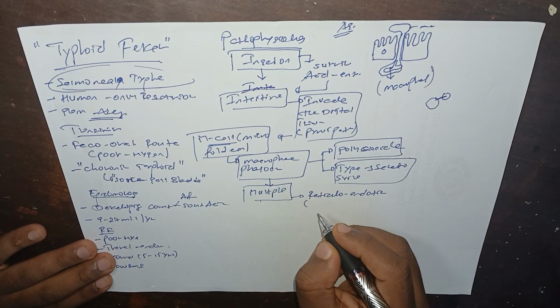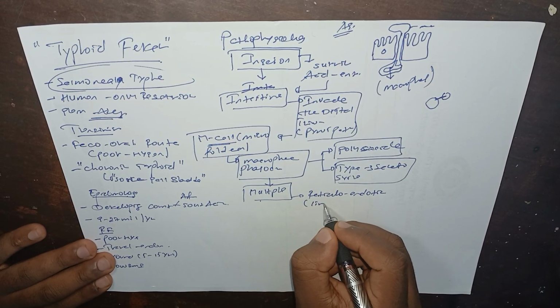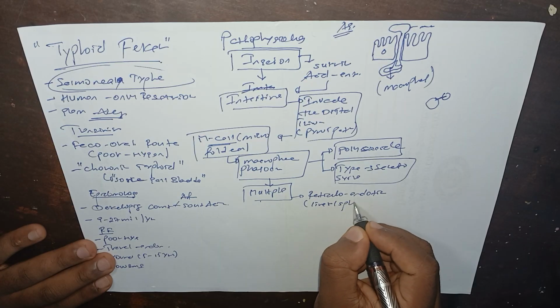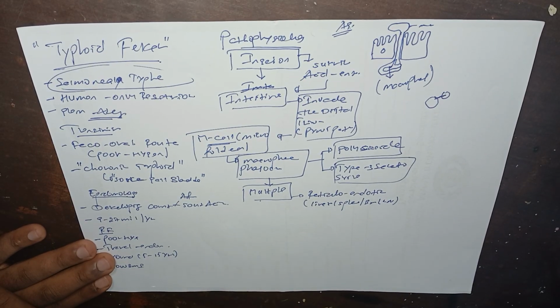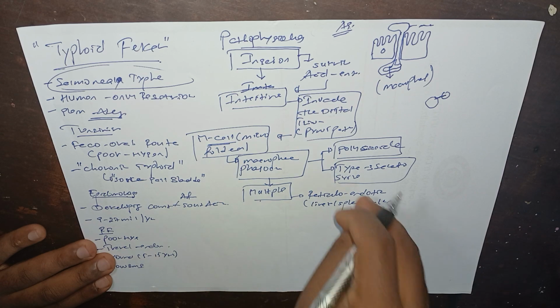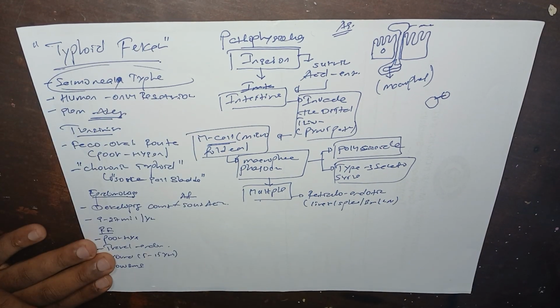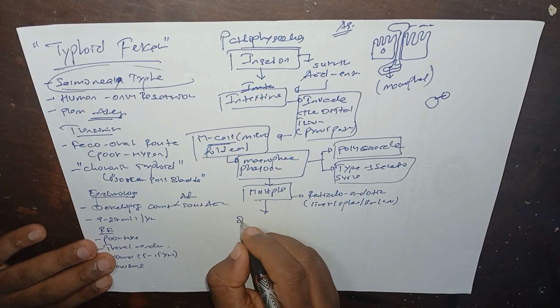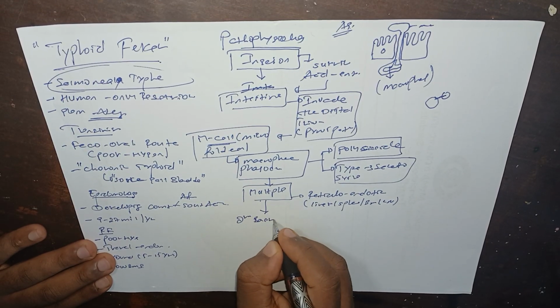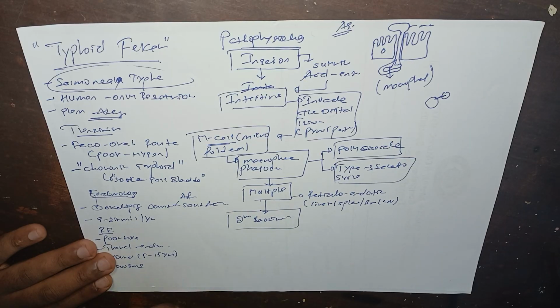Reticuloendothelial systems, and the most commonly mentioned ones are the liver, the spleen, the bone marrow, and the lymph nodes. These are the most famously known reticuloendothelial systems, and they are favorable sites for the replication of Salmonella Typhi. After it has replicated, there will be secondary bacteremia. Then finally systemic manifestations will happen.